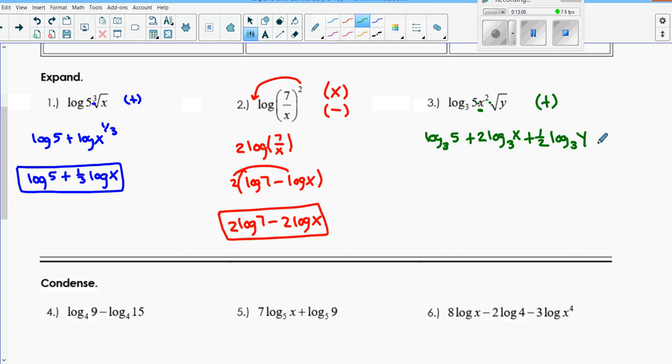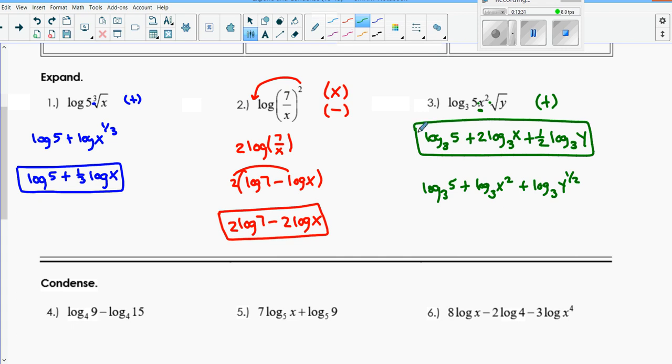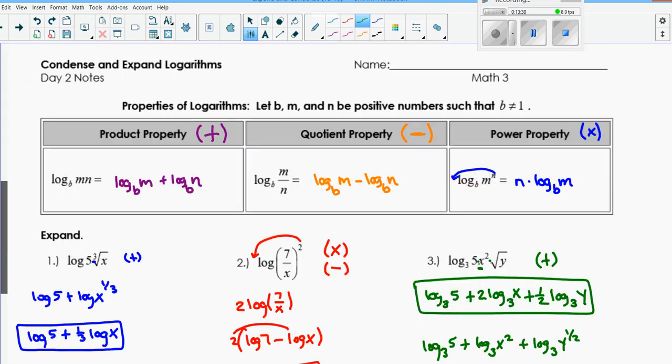So I did all that in one step. You by no means need to. You could have just rewritten, so I'll write that real quick. You could have just said log base 3 of 5 plus log base 3 of x squared plus log base 3 of y to the 1/2. And then you could have said, okay, I can see there's exponents, I'm going to bring them down, and that's what gives me this answer. Anytime you have exponents and you expand, you have to bring them down in front as the coefficient. Okay, so now let's try some condensing problems.